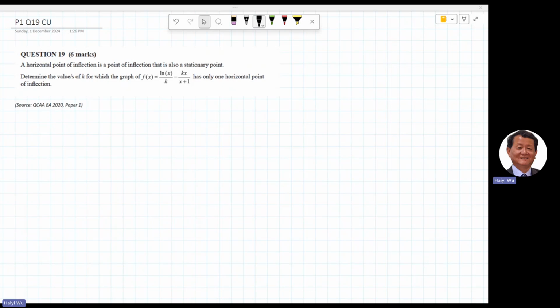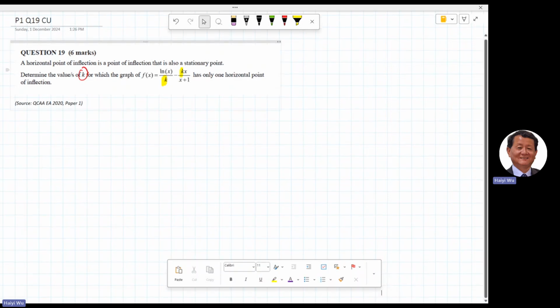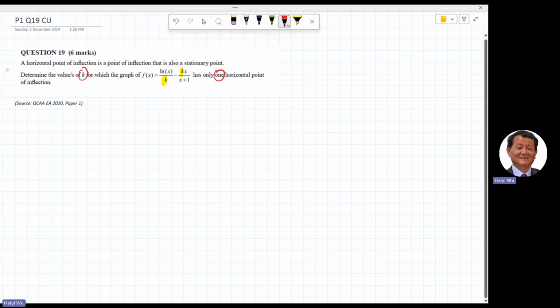The question says a horizontal point of inflection is also a stationary point. So we know that, so it's SP. Today we're going to find out what K is. We don't know what K is, so we need to decide the value for K so that this function has only one horizontal point of inflection.